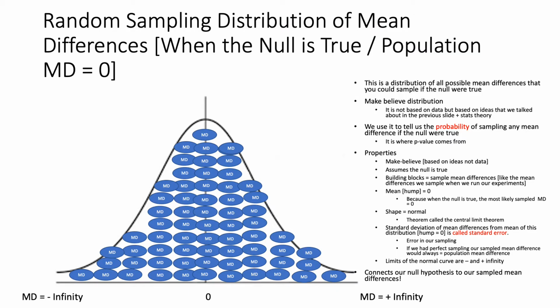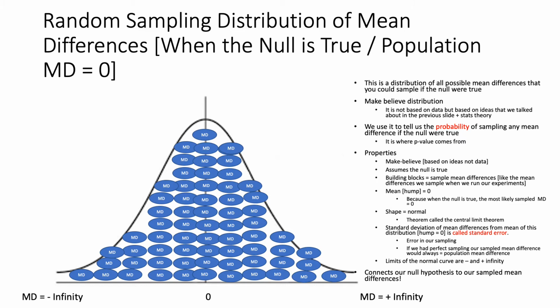Now, this picture is not just a graphic to help you learn. I really want you to pay attention to it. This picture connects our null hypothesis to the sampled mean difference. So this graphic is just taking what we talked about in the last slide and turning it into a visual picture, a visual image. But this picture is so important that I want you to be able to draw it from memory. We called this distribution, this picture, the random sampling distribution of mean differences when the null is true.